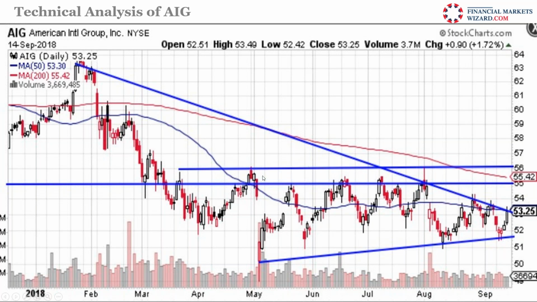So when AIG was trading in this zone, there were sellers. So that's why it's a supply zone. So this is a supply zone. And here's a minor supply zone. Here's a minor supply zone.